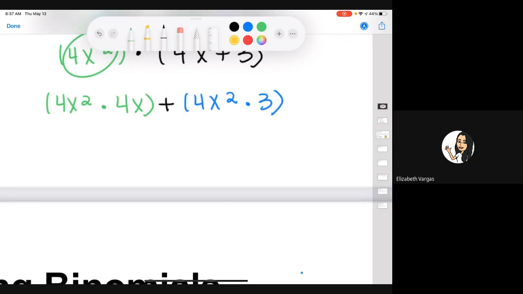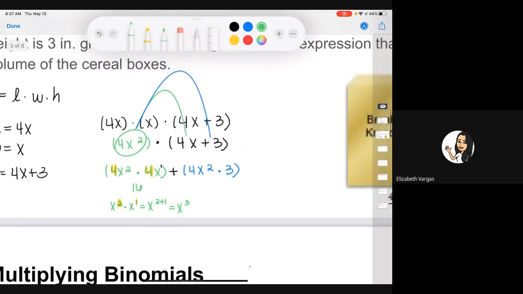Again, you want to group like things. So 4 times 4, those are both whole numbers. 4 times 4 is 16. Again, you have an imaginary 1 right here. So you're looking for x squared times x. Whenever you're multiplying exponents, you're going to add them. So 2 plus 1 gives me x cubed. So this is going to result in, and I'll write it over here, 16x cubed plus what we're going to look for now.